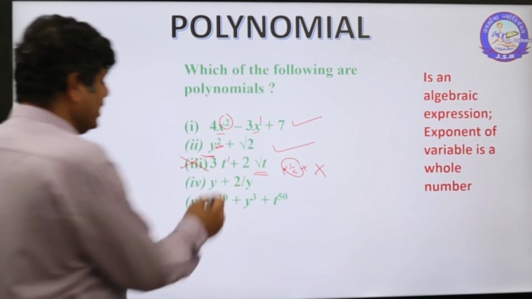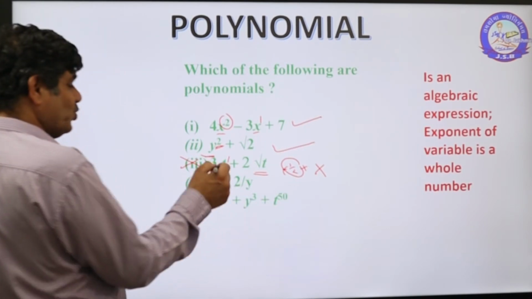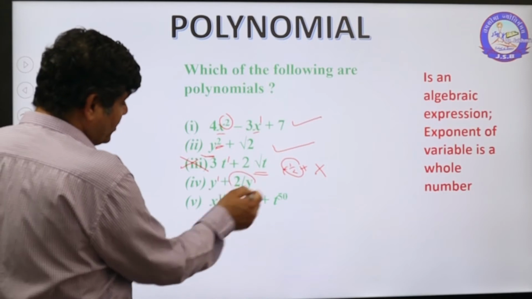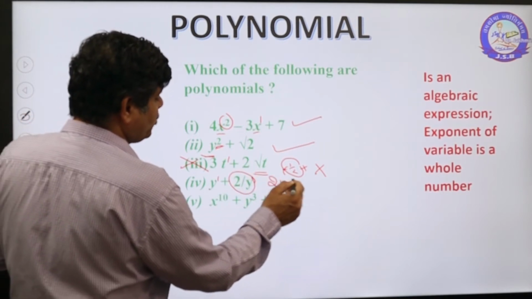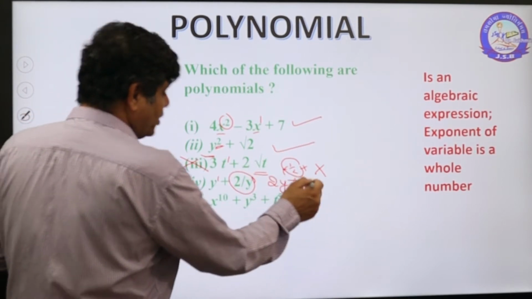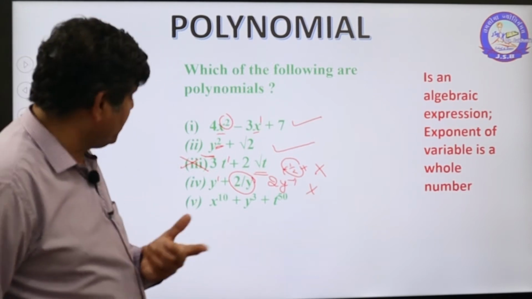If you look here, it is y plus 2 over y. So y is okay, y to the power 1. But 2 over y means I can say it is 2y to the power minus 1. Minus 1 is not a whole number. So it is not a polynomial.